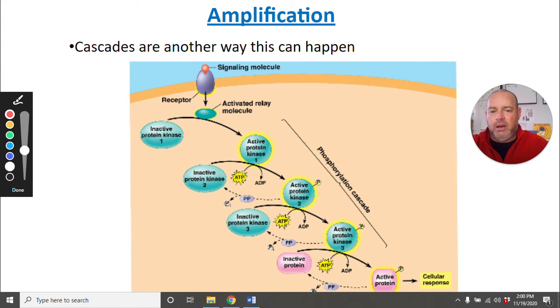So don't worry about the actual names or anything like that. Just know that this is how a phosphorylation cascade happens, where you keep breaking down ATP and you keep phosphorylating the next protein, and it's really a chain reaction that's going on.